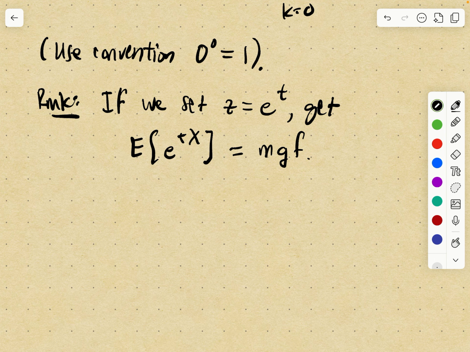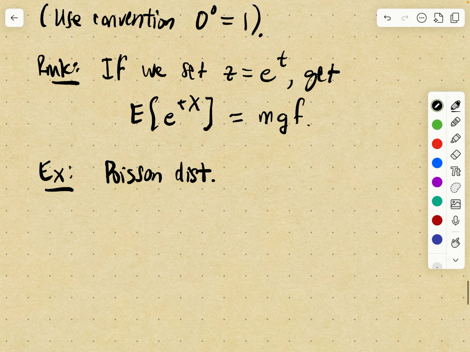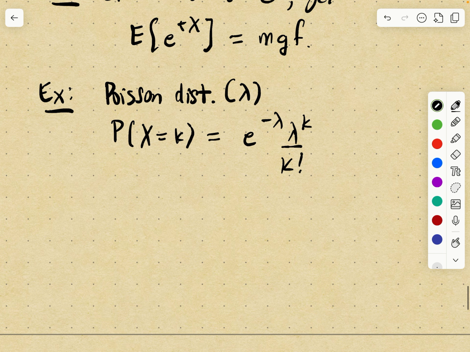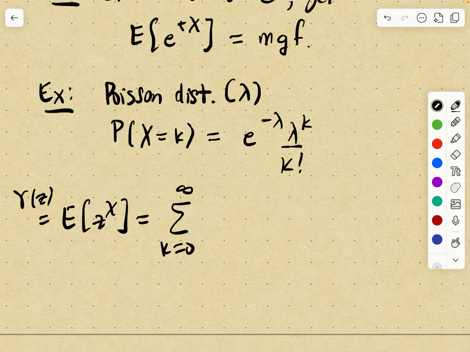Okay, so let's look at an example. Let's look at the Poisson distribution. So recall that this is with parameter lambda, that the probability that x is k is e to the minus lambda times lambda to the k over k factorial. So the expectation of z to the x, this is phi of z, is going to be the sum from k equals 0 to infinity of e to the minus lambda, lambda to the k over k factorial times z to the k.